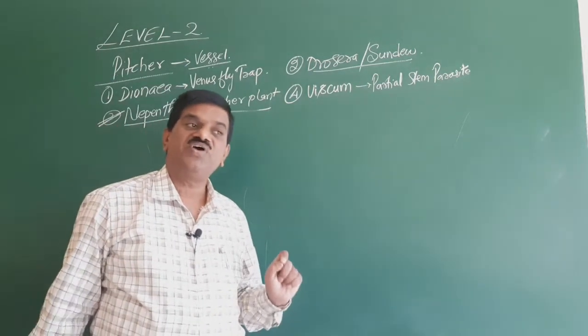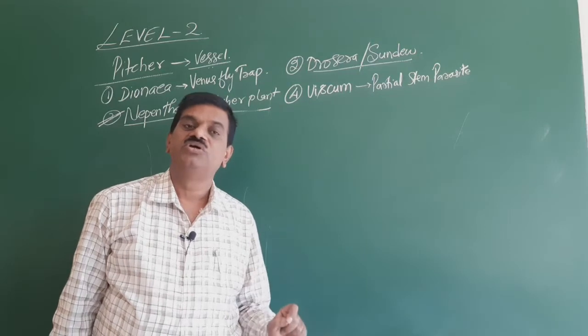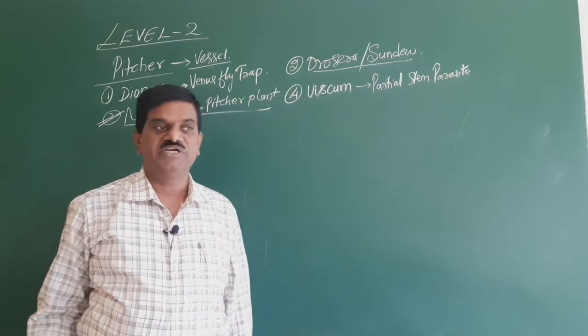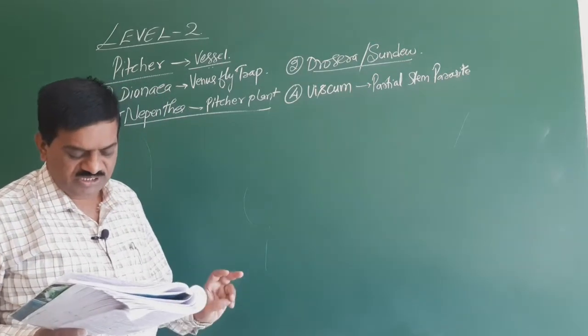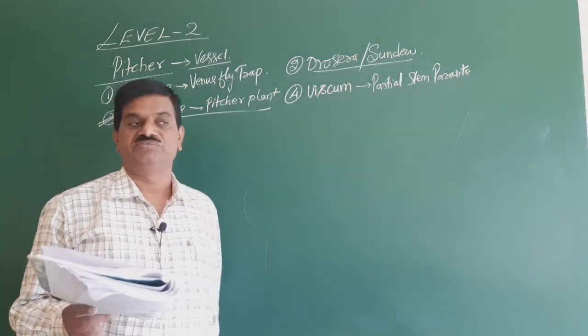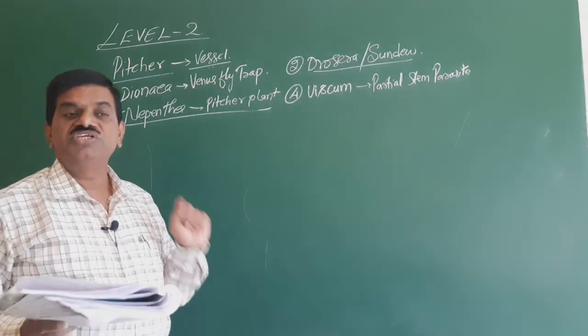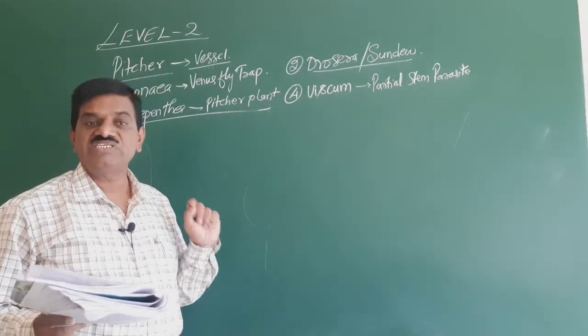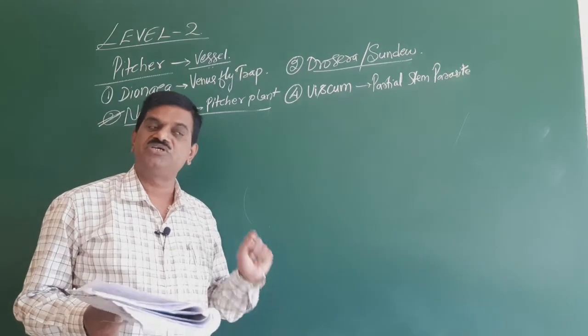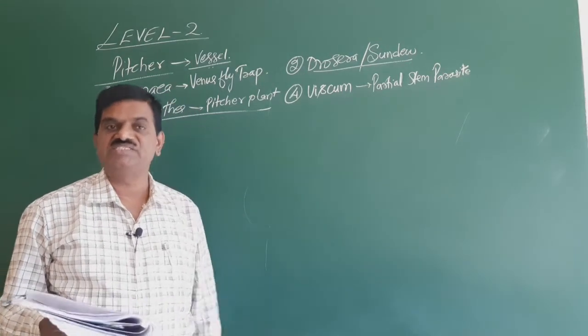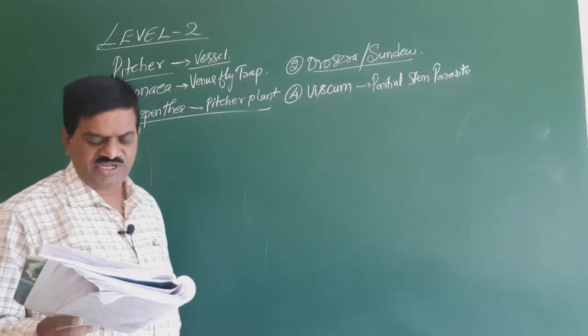So when a leaf has a stalk called a petiole, it is called petiolate. But here the question is leaf without petiole. First option is subpetiolate. No, this is not the answer. The second one is sessile. Sessile means the stalk is totally absent. Stalk absent is called sessile. So sessile is the right answer. So the second option is right.